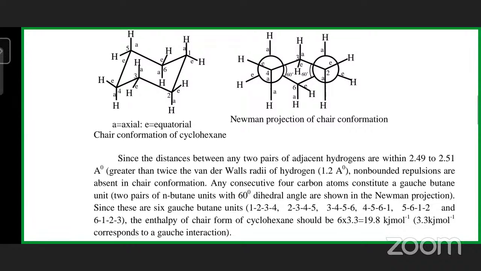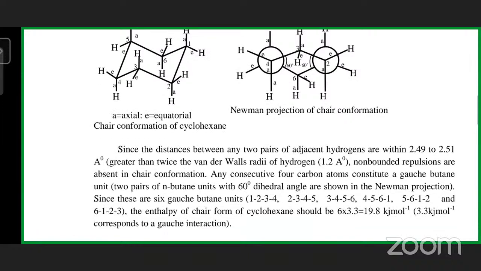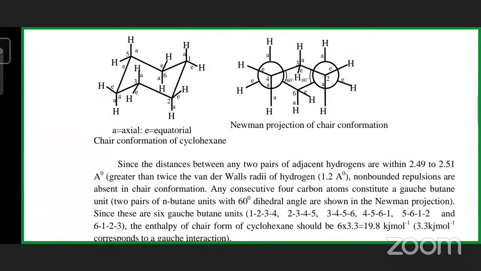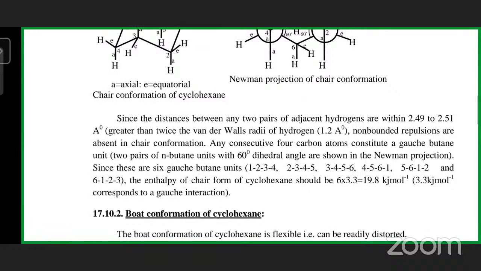When you calculate how many gauche interactions there are, there are 6 here, and each gauche interaction contributes an energy of 3.3 kilojoules per mole. So totaling it is 19.8 kilojoules per mole. So this much energy is required to keep that particular conformation, and this much energy is utilized here.